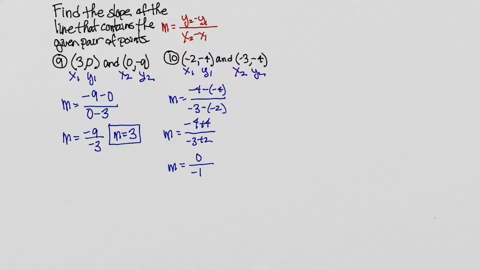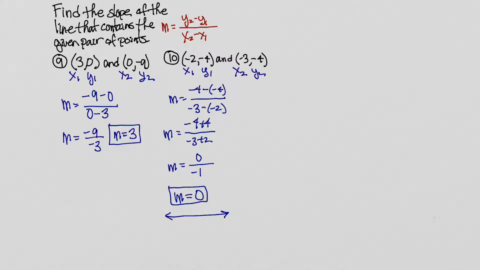But any fraction with a numerator 0 and denominator non-zero, this is 0. Right? 0 in the top is okay, not the bottom. So what we're going to have here is that the slope of the line passing these 2 points is 0. Now you know that the slope is 0. This is a horizontal line. And a horizontal line, right?